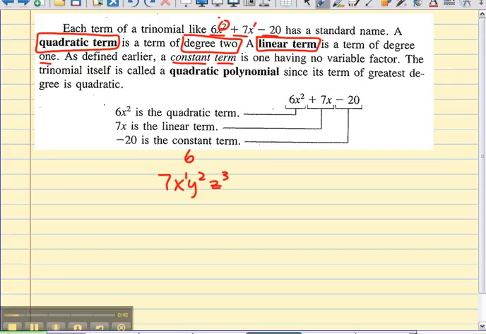And we always write terms in decreasing degree. So the degree of this one is 2, the degree of this one is 1, and the degree of that one is 0. Got it. Okay, and that's why we put them in that order. All right. Now, let's look at the next example.